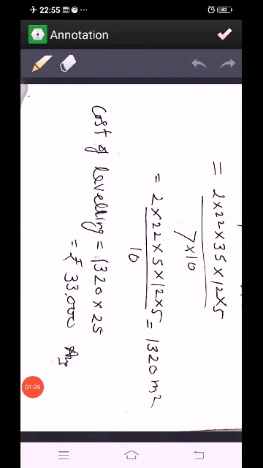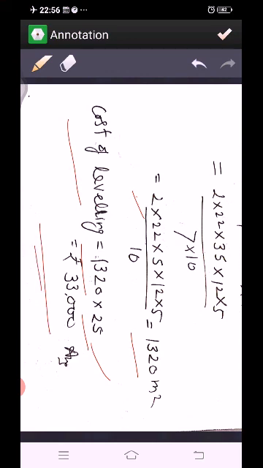So this is more solved. So we get finally area equal to 1320 meter square. So cost of leveling, that is at rupees 25 per meter square, 1320 into 25, that is equal to rupees 33,000. We get rupees 33,000.